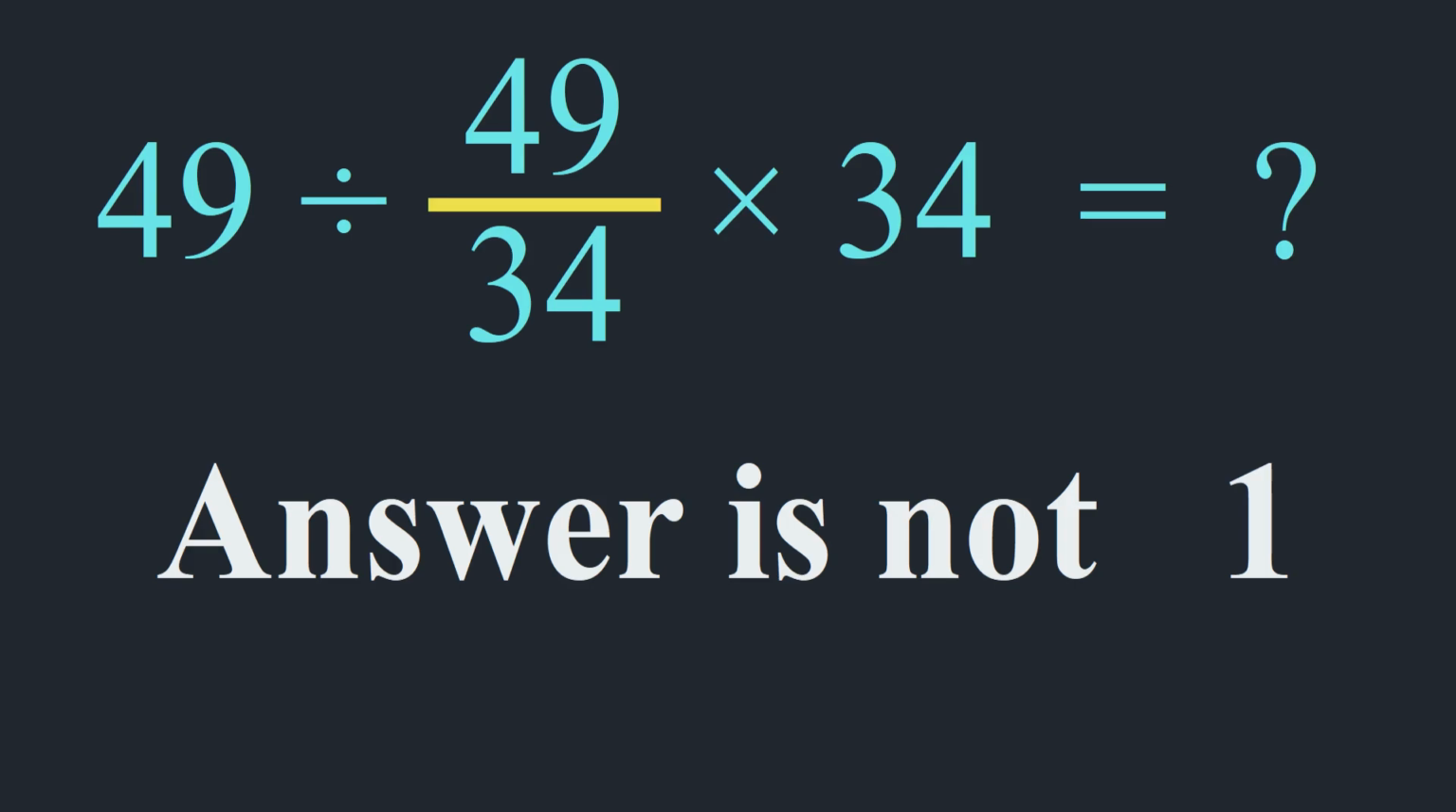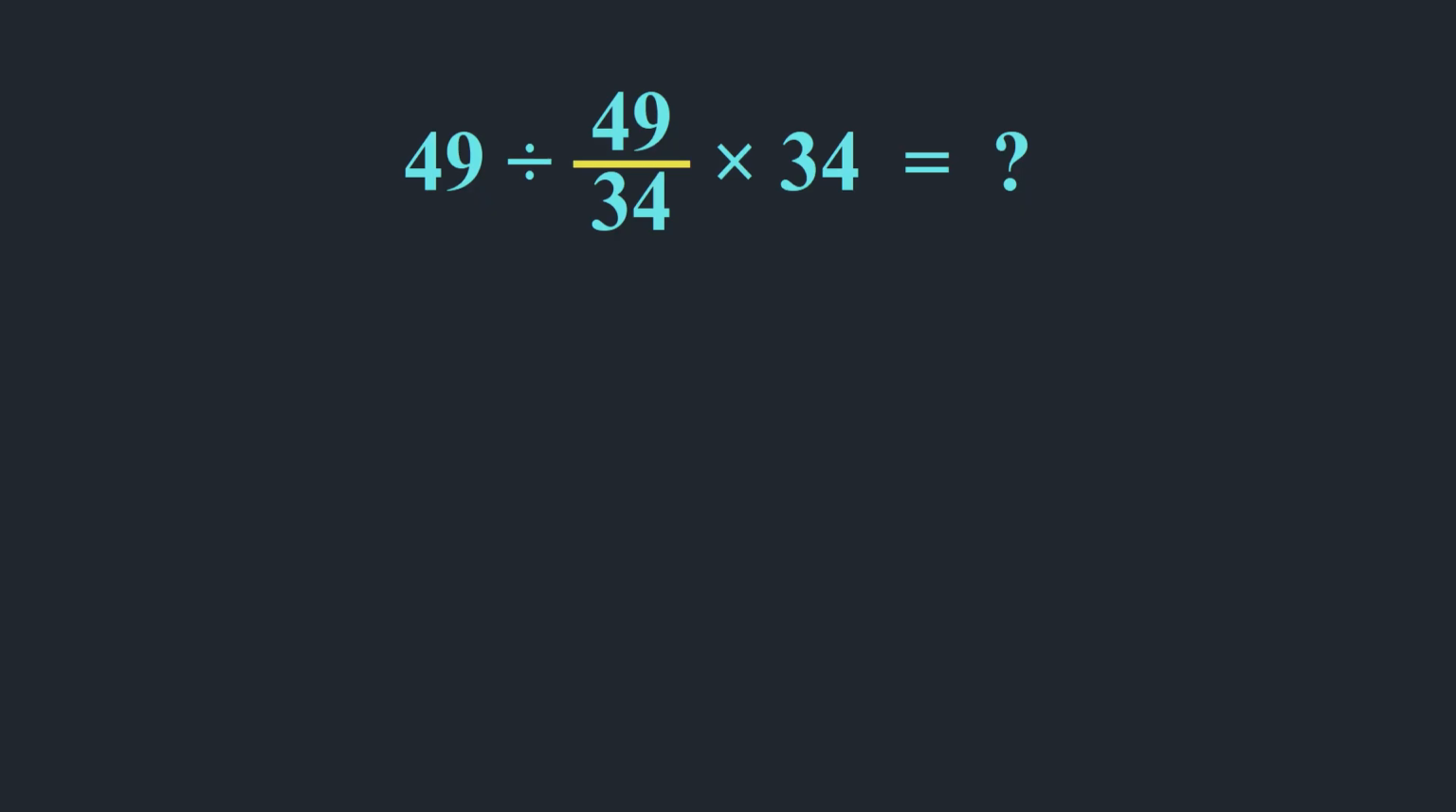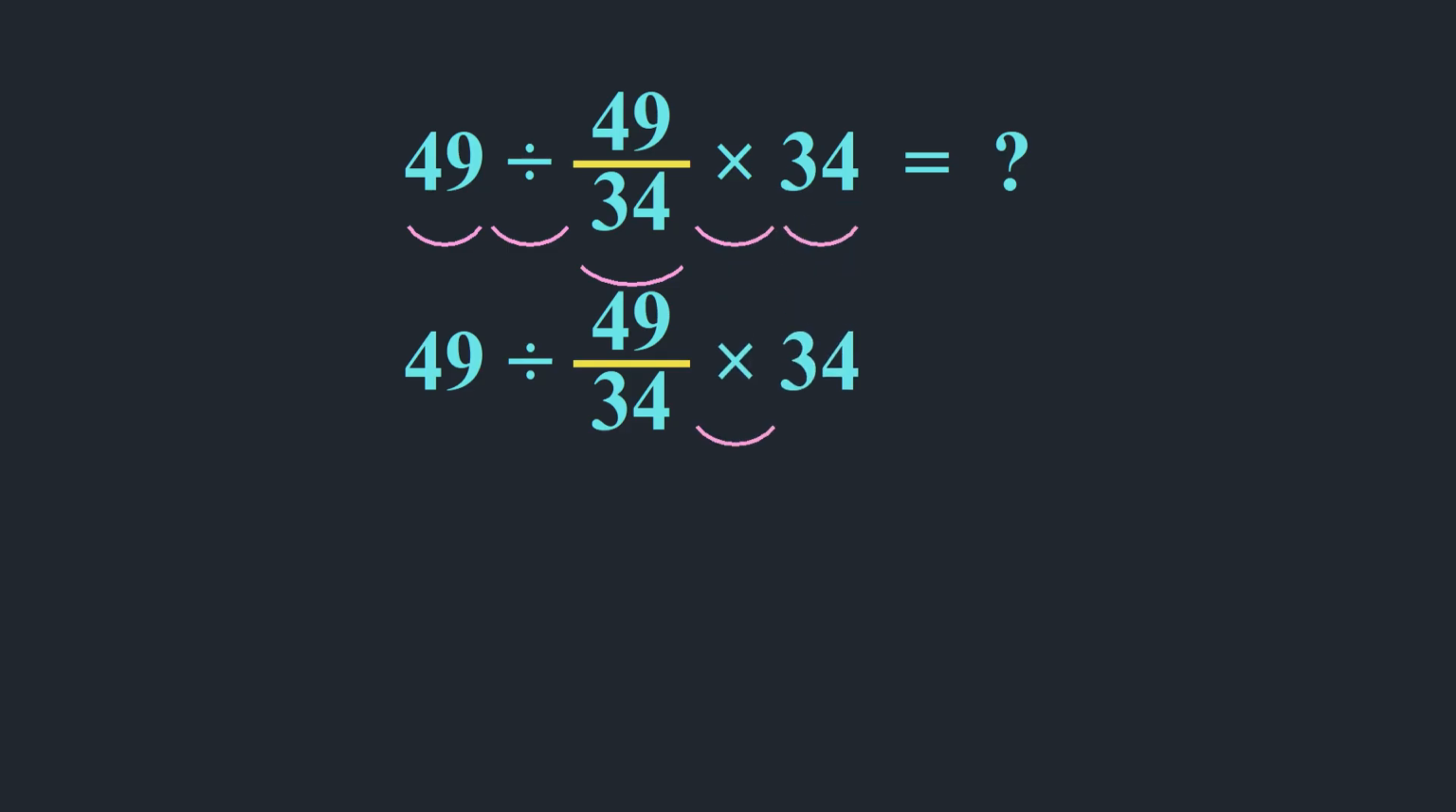In this special release, our goal is to determine the numerical value of this statement. 49 divided by 49 over 34, then times 34. First we do this multiplication. 49 over 34 times 34. We can easily cancel this 34 and this 34. So here we have this 49 only, and 49 divided by 49 equals 1.